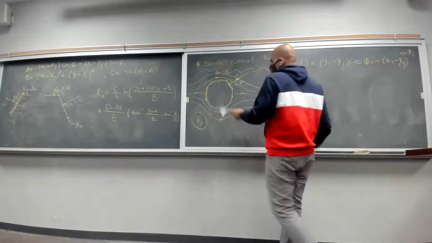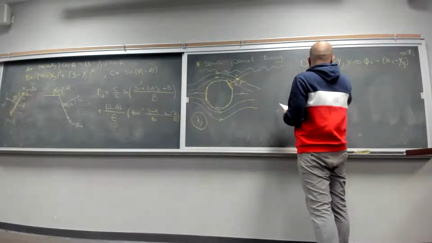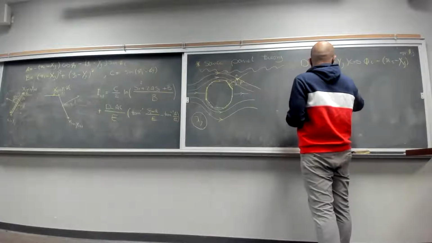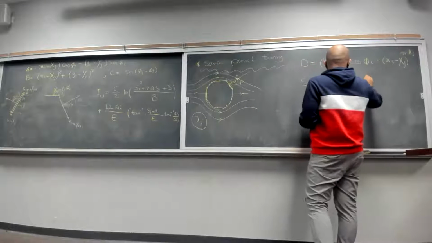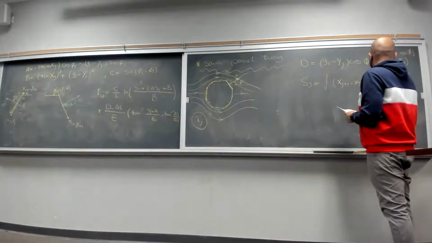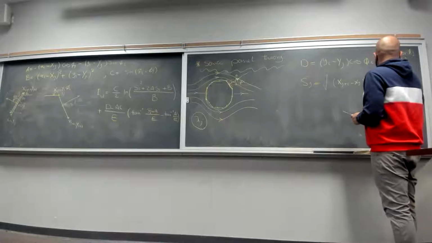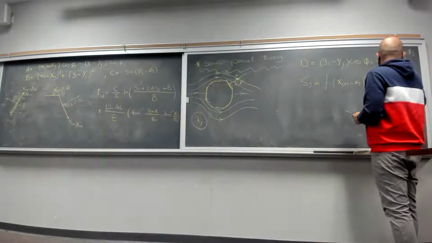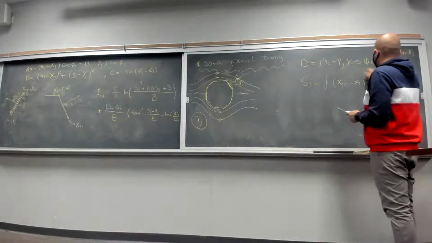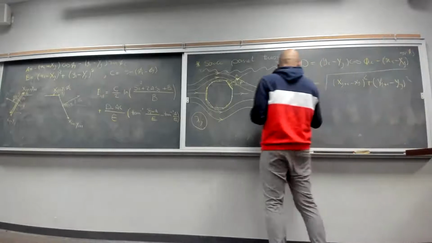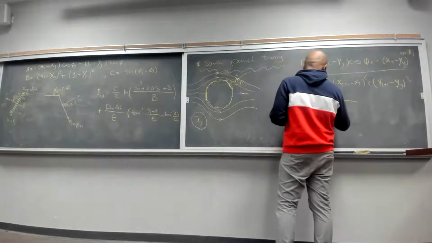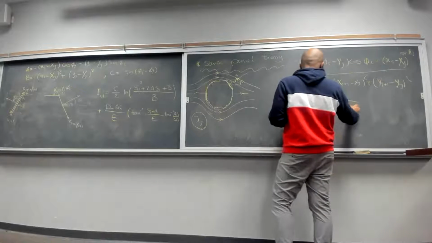And Sj, as I said, is the length of the jth panel. So square root of xj plus 1 minus xj squared plus yj plus 1 minus yj squared. And E is the square root of B minus A squared.